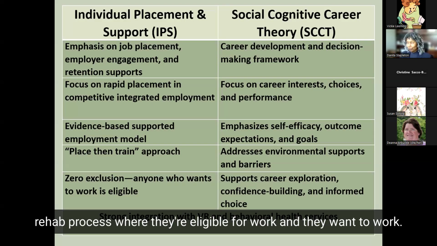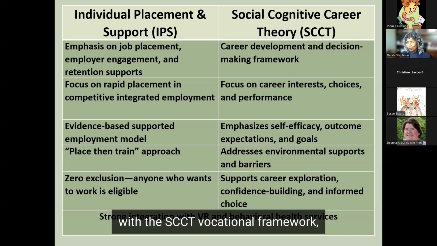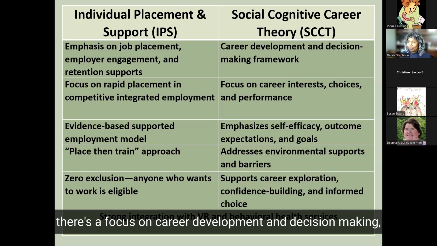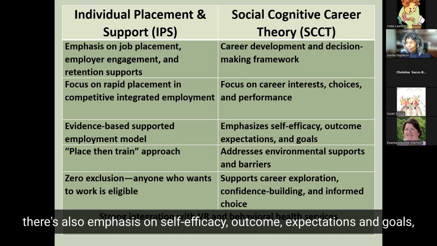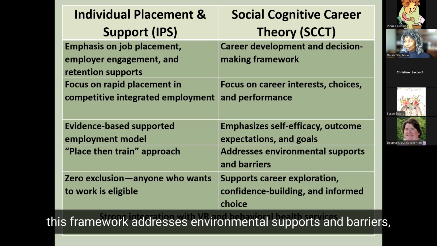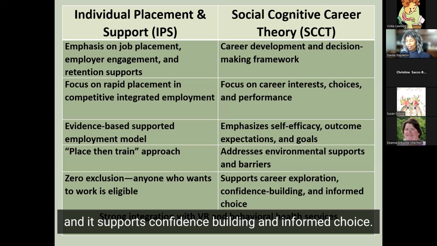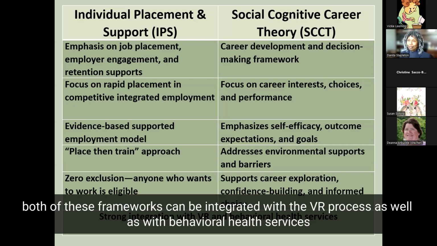they want to work. With the SCCT vocational framework, there's a focus on career development and decision making, career interests, choice, and performance. There's also an emphasis on self-efficacy, outcome expectations, and goals. This framework addresses environmental supports and barriers, and it supports confidence building and informed choice. Both of these frameworks can be integrated with the VR process as well as with behavioral health services.